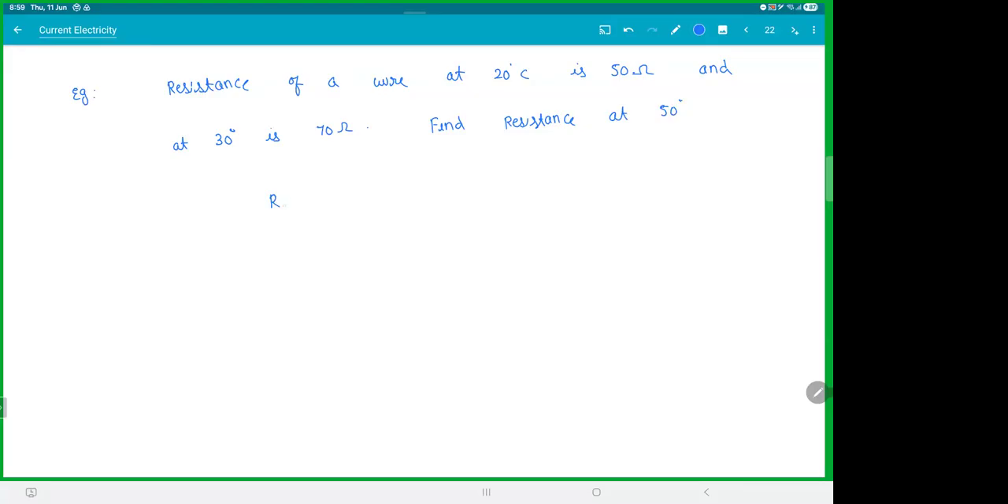Then we will say use the formula R is equal to R naught into 1 plus alpha delta T. Remember, R naught is the resistance at 0. So we'll substitute the first one, 50 ohms. R naught we don't know, alpha we don't know, change in temperature is 20. The second equation we will use 70 ohms, R naught we don't know, alpha we don't know, temperature difference is 30. So equation 1, equation 2. We will solve these two equations.